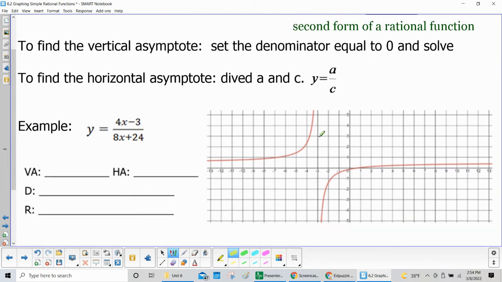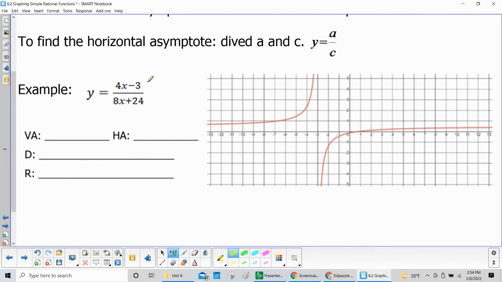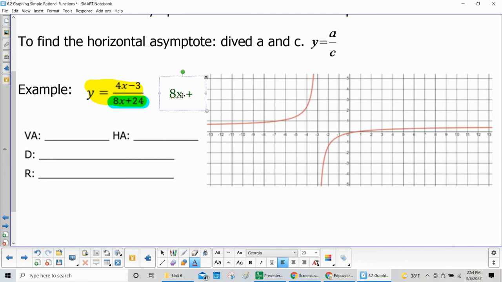So they look a little bit different. Here I have a graph of this example, 4x minus 3 over 8x plus 24. To find our vertical asymptote, we're going to take that denominator part, 8x plus 24, and set it equal to 0. So I'm going to have 8x plus 24 equals 0.